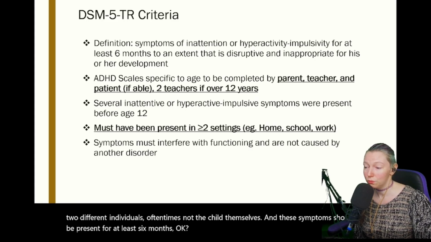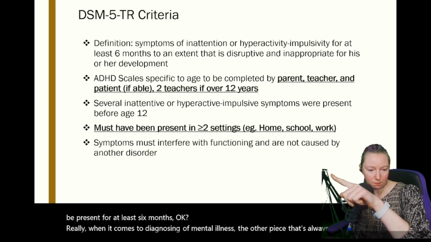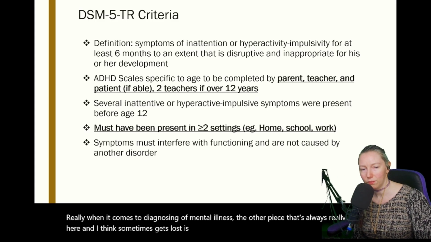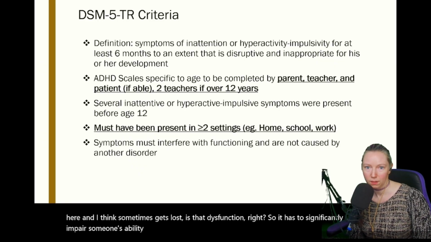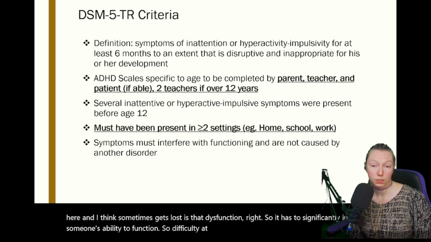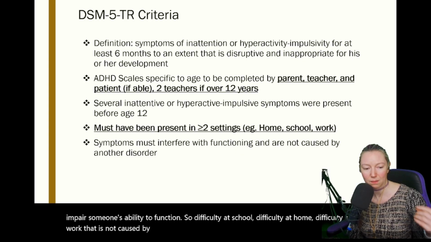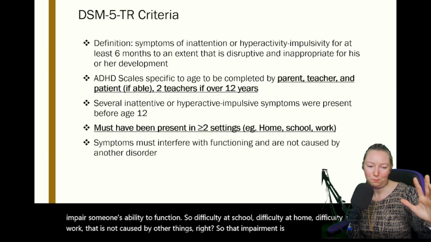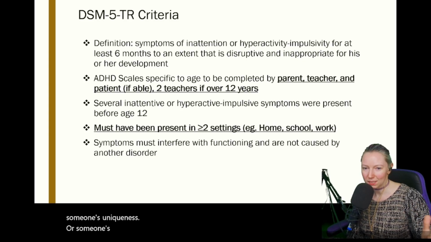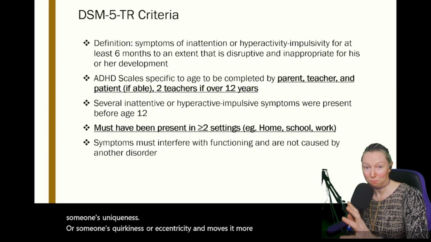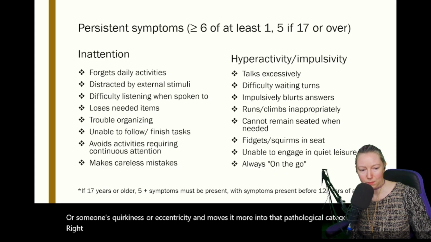Really, when it comes to diagnosing of mental illness, the other piece that's always really key here, and I think sometimes gets lost, is dysfunction, right? So it has to significantly impair someone's ability to function. So difficulty at school, difficulty at home, difficulty at work that is not caused by other things, right? So that impairment is what takes someone's uniqueness or someone's quirkiness or eccentricity and moves it more into that pathological category, right?